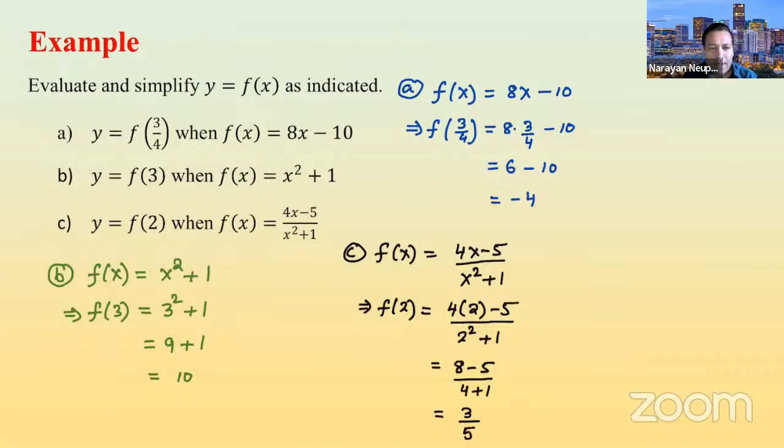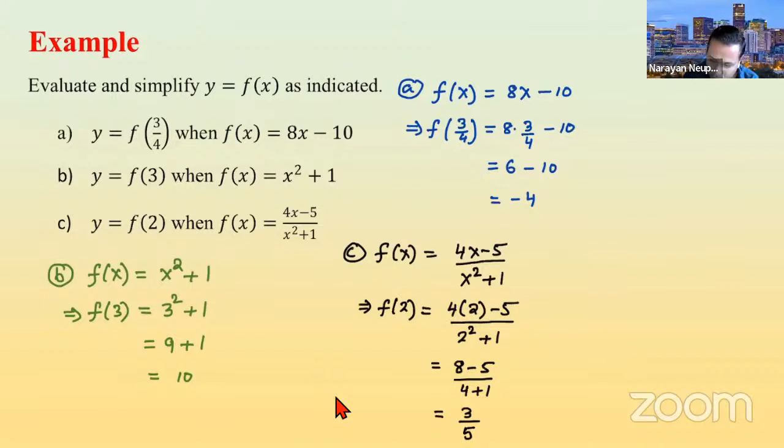So we cannot simplify this further. So that's my answer. The value of the function f of x equal to 4x minus 5 over x squared plus 1 at x equal to 2 is 3/5. Okay, we got the value of the function at 2 as 3/5. Now here, we are not just learning how to find the value of the function, but there are things more than that. So let's talk about it now.